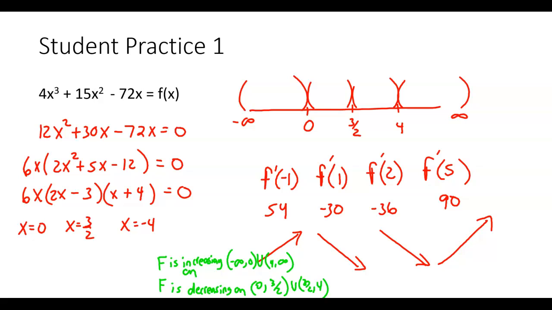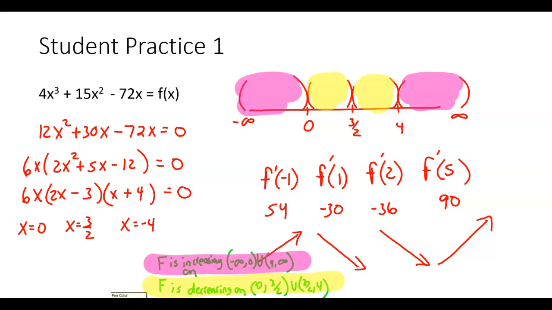It looks like it's increasing on the left-hand side and on the right-hand side. And the other two intervals, which are the ones in the middle here, it's decreasing. So decreasing is here, increasing is here. Now, some people might ask, well, since these two are together and they're both decreasing, can't we just say it's from 0 to 4?